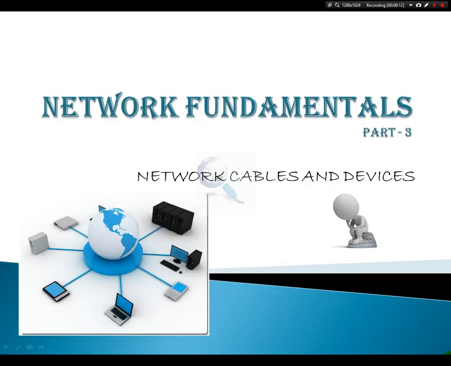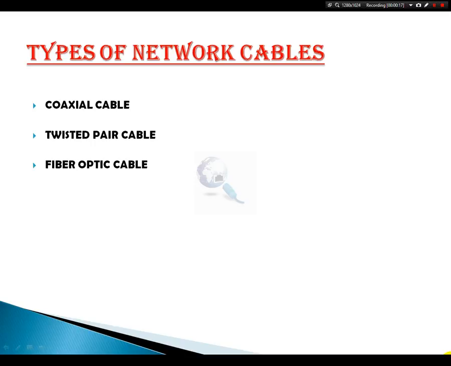This is part 3 of Network Fundamentals, and today we're going to talk about network cables and devices. The three types of network cables we are going to talk about are 1, coaxial cable, 2, twisted pair cable, and 3, fiber optic cable.